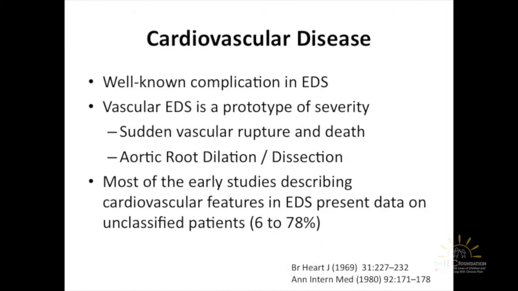Most of the early studies done in EDS and cardiovascular disease were done in a broad population, not classified, right? So they were done in the 60s and 80s, and we didn't have the criteria that we have today, and we didn't have the technology to actually identify the different types at that time. So the early studies show a combination of conditions and the complications associated with the cardiovascular system.